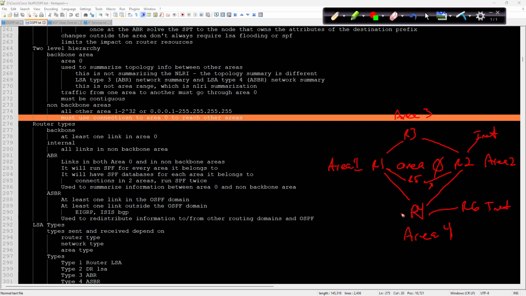is going to, actually, let me do this. Let's draw R7. R7 is going to have all links in a non-backbone area. So R7 doesn't have any links at all inside of area 0. He is inside of area 4.